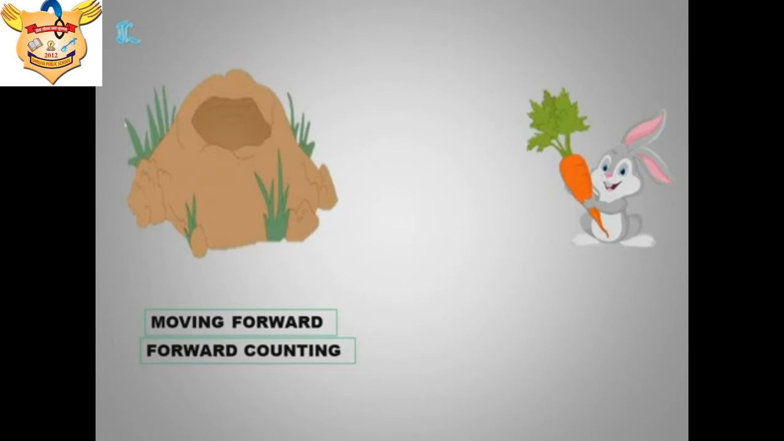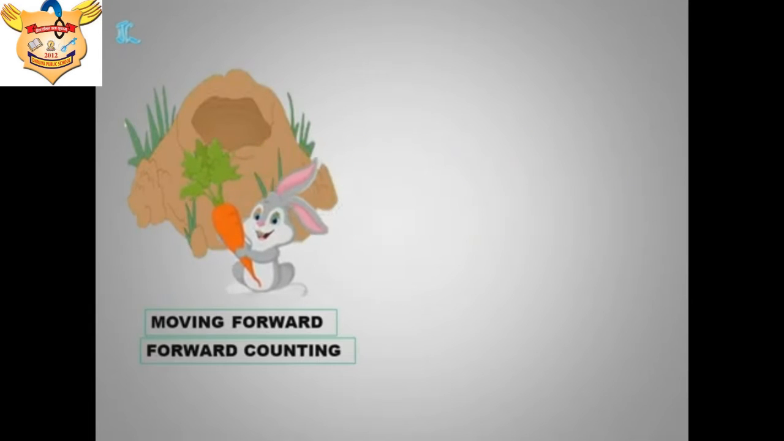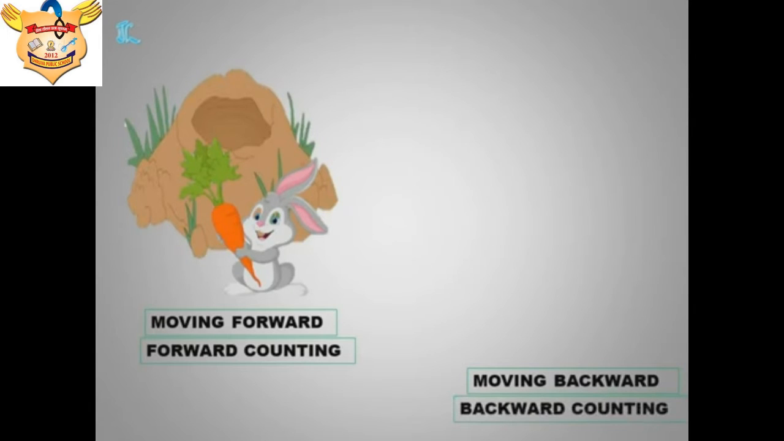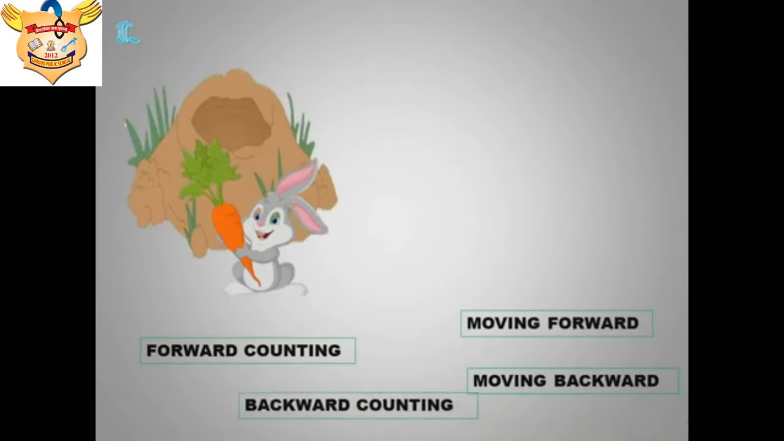Now, the rabbit takes the carrot and goes back to its home. So, this is known as moving backward. In numbers, we call it backward counting. Moving forward means going front. Moving backward means coming back.